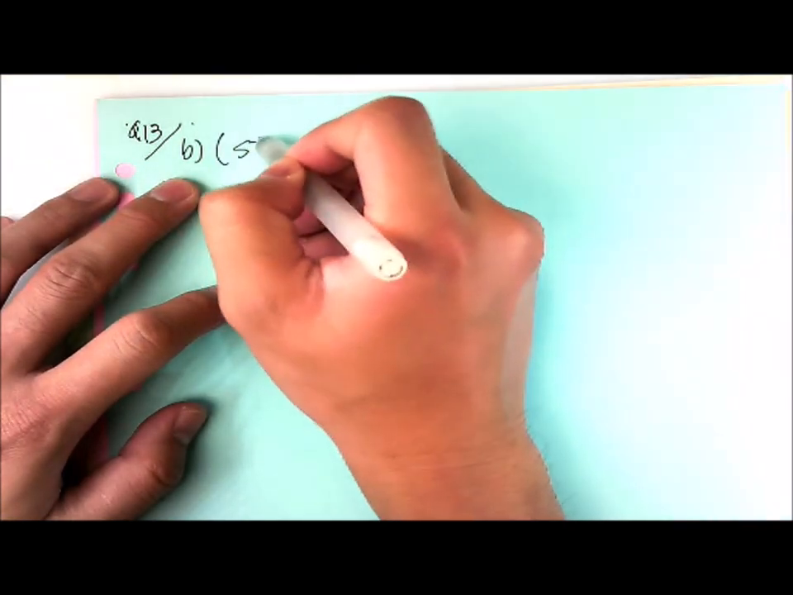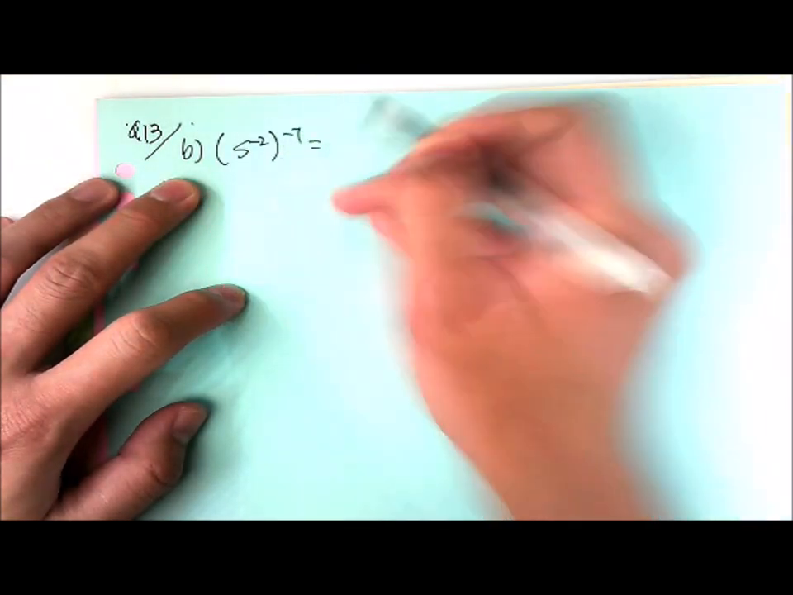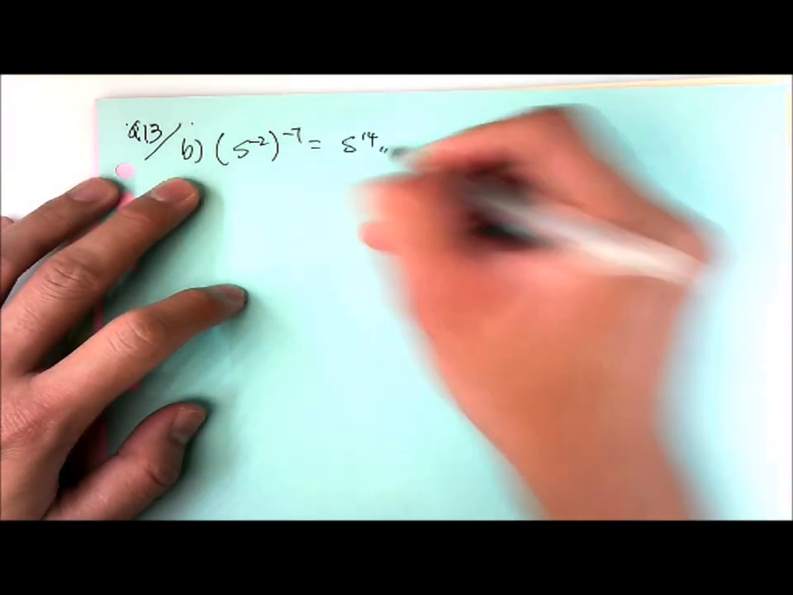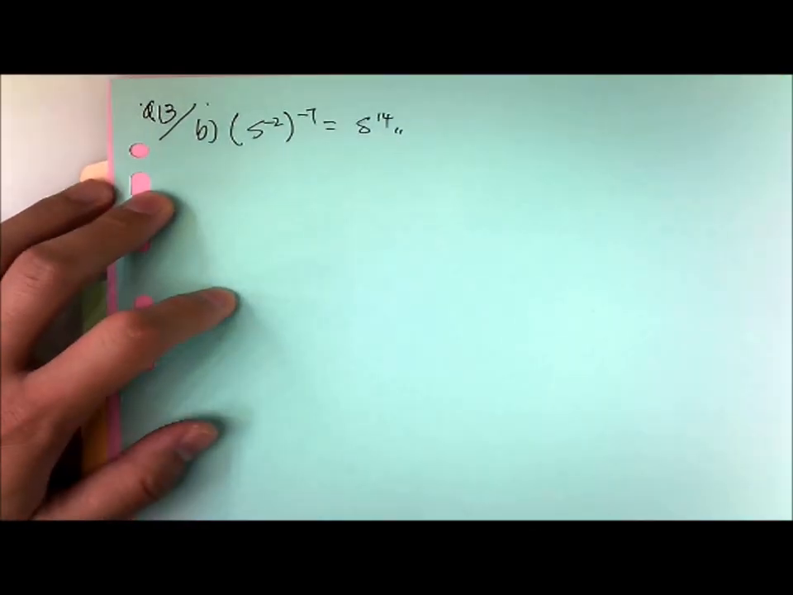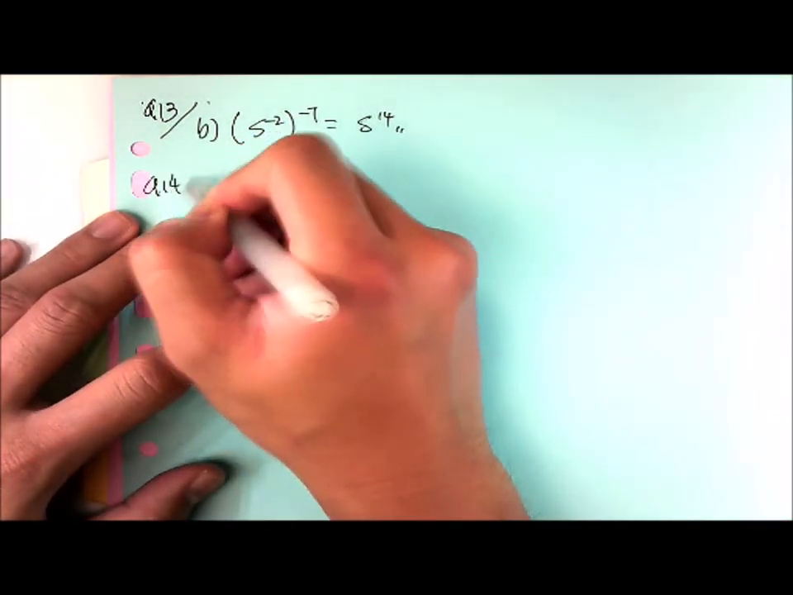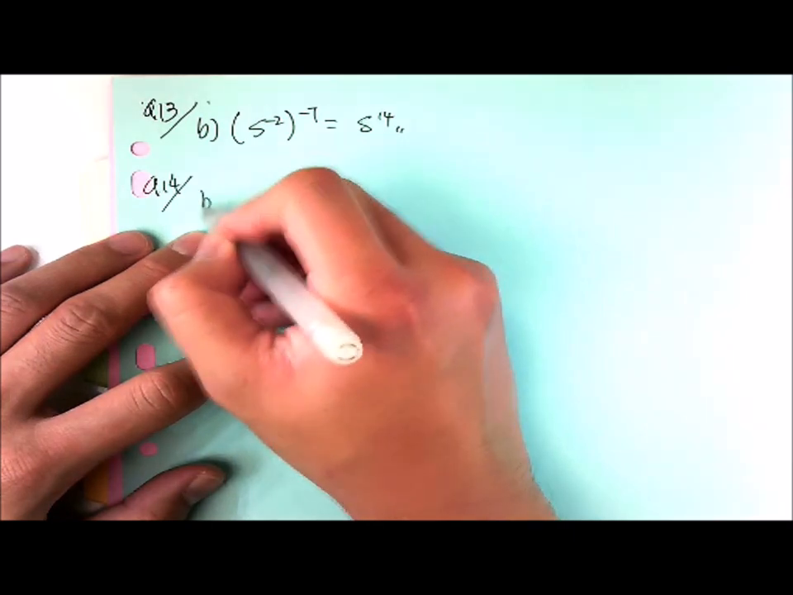So S minus 2 minus 7. So you just do the times, right? 14. Finish. Because minus 2 times minus 7 become positive 14. And then go to 14B.